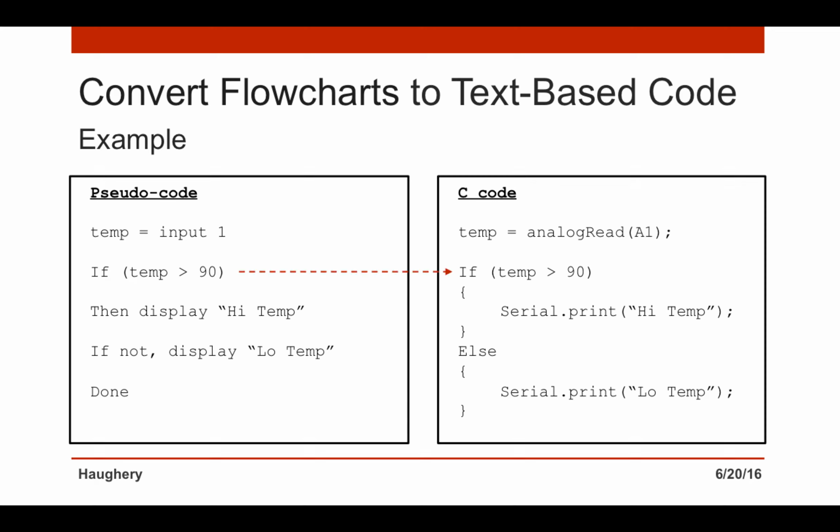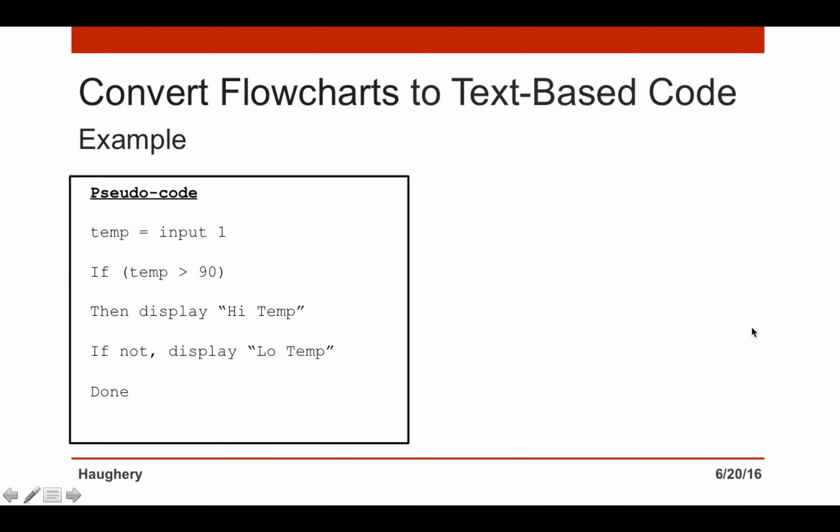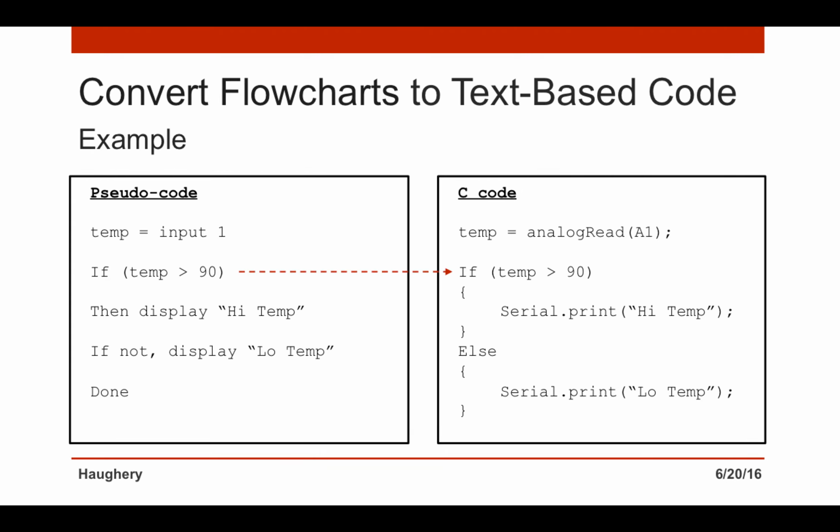Even taking this one step further, we could turn this into actual C code, which we'll do in the second half of the semester, and it would look like this. It would look like specific lines of code, to take an analog input and make that temperature a variable, and say if temperature is greater than 90, print out over our serial monitor high temp. Otherwise, print out low temp. Okay, so we've seen here going from a flowchart to a pseudocode text to the actual code that the computer would run and make function properly.